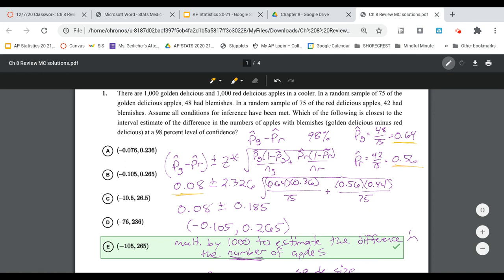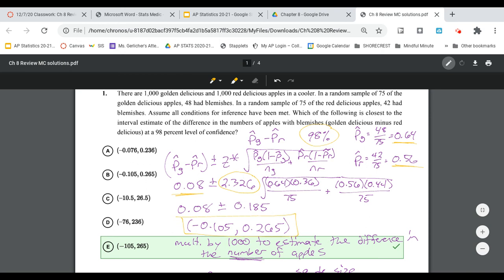So really it's just that whole plug in all the numbers and calculate very carefully. And remember that the Z star comes from the fact that it's 98% confident. So you go to table B, last row of table B, and look that up. Okay, so you go through and calculate, and you end up getting this for your confidence interval. You might get something slightly different just because of rounding error, and that's totally fine.